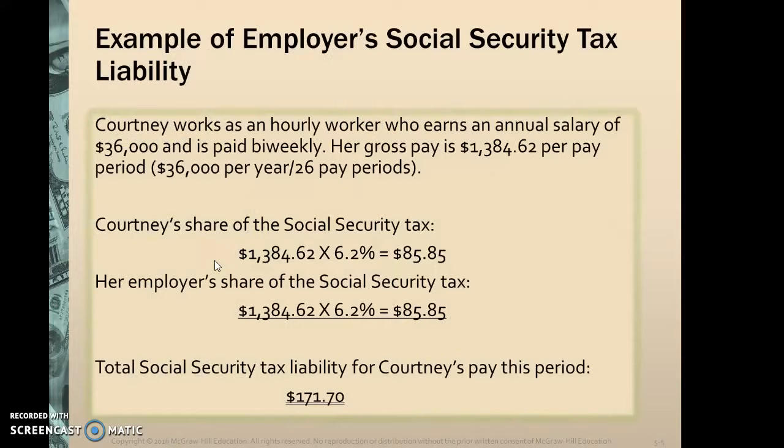Some examples of the employer's Social Security tax liability. As you know, you have to take the annual salary or how they're paid. In this case, it's biweekly. Her gross pay is $1,384.62. Times that by 6.2%, her employee share would be $85.85. The employer would pay the exact same amount because she's underneath that threshold of $85.85.